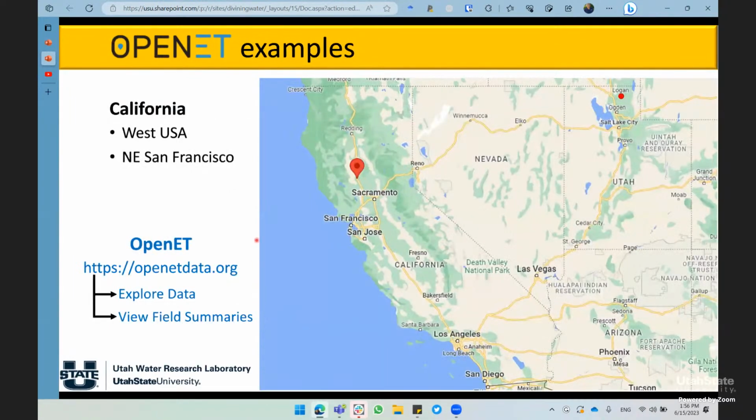Here I present some examples. In California, we found most crops similar to the Egyptian ones. It's in the West USA, this state, California, and the crops are located in the northeast area of San Francisco. You can try OpenET by yourself. You have to put this link in the browser, openetdata.org. You have to go to the Explore Data button and then to View Field Summaries.